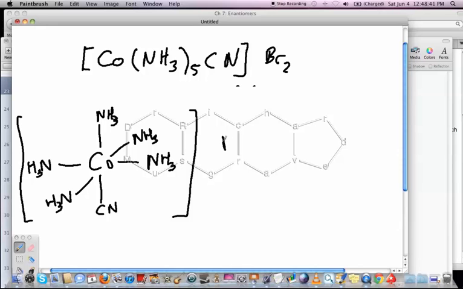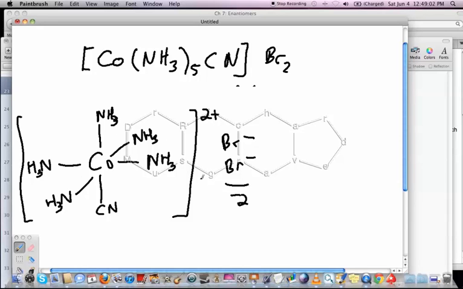Now we can figure out what else we've got. We've got 2 Brs, and from the table that we were just looking at, we can see that Br will have a negative charge. So we've got 2 of those. That's 2 negatives, which means whatever else is in here must be 2 positive. That's because all of these charges have to even out. So that's 2 positive there.